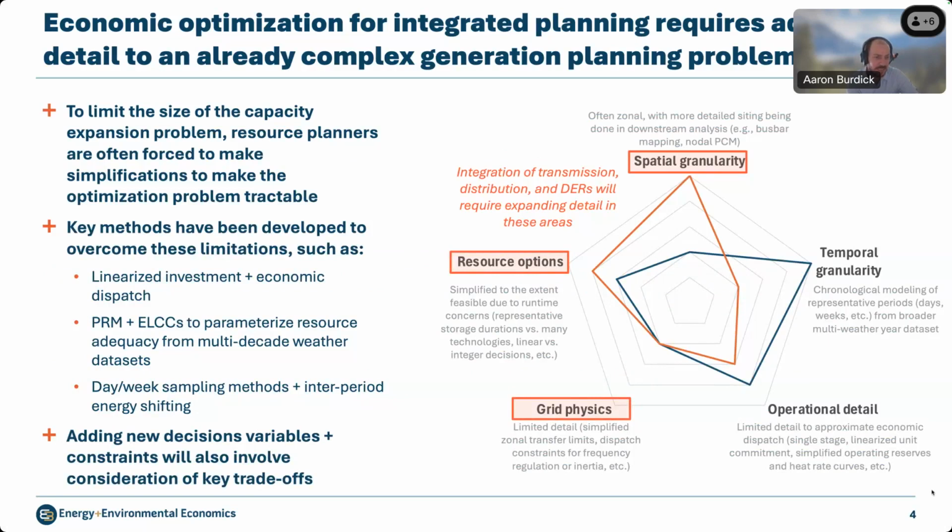So we have a set of ways to do that now that have been developed in the generation planning space. The question is, if we want to do integrated planning, that's going to likely increase our need to capture more spatially granular inputs, better representation of some of the grid physics, and then additional resource options. So how do we think about expanding in those areas? Are there simplifications that we need to make? How are we going to increase a problem that is already requiring us to shrink the problem size to solve feasibly?